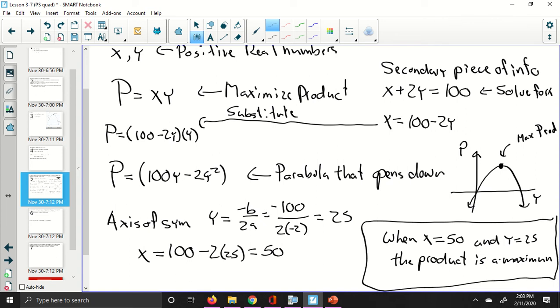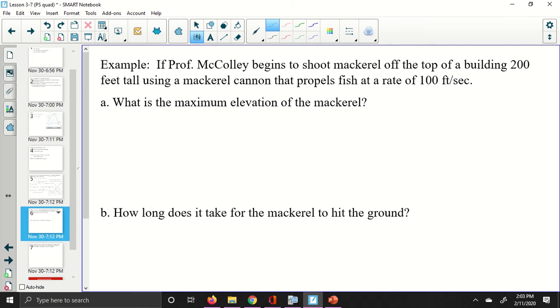All right, and the sum of the first and 2 times the second is 100. All right, next. If Professor Macaulay begins to shoot mackerel off the top of a building 200 feet tall using a mackerel cannon that propels fish at a rate of 100 feet per second, all right, so what else would you shoot with a mackerel cannon other than the mackerel fish? But what is the maximum elevation of the mackerel?